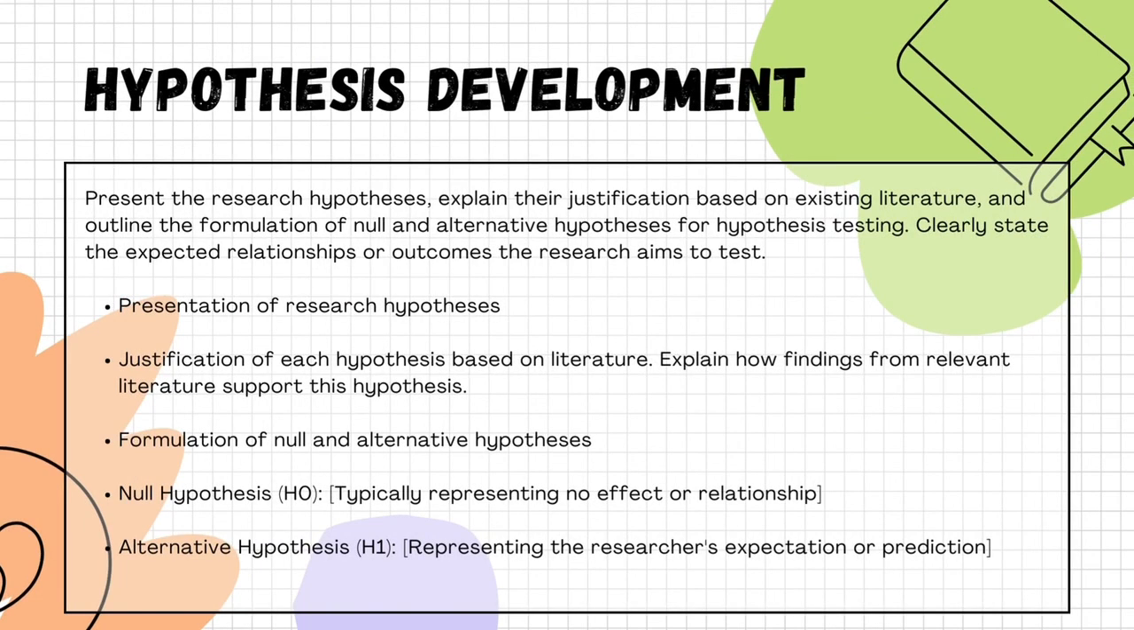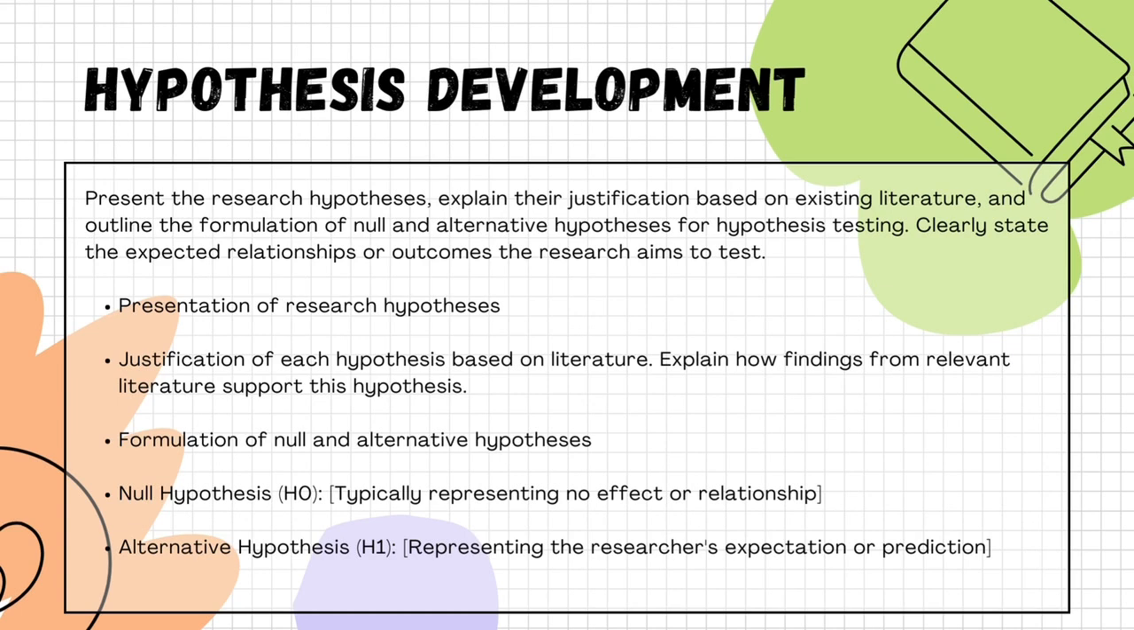Present the research hypotheses, explain their justification based on the existing literature, and outline the formulation of a null and alternative hypothesis for hypothesis testing. Clearly state the expected relationships or outcomes the research aims to test. First, presentation of research hypothesis. Second, justification of each hypothesis based on literature. Explain how the findings from relevant literature support this hypothesis.